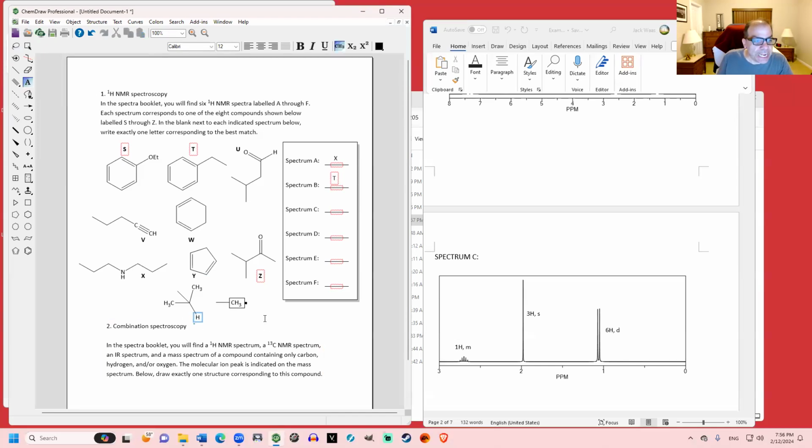So these are the parts that we have. We're looking for something with a CH3 that's next to something that has no hydrogens and has an isopropyl group. The only compound that fits that description is compound Z. So both the CH3 and the isopropyl are attached to a carbonyl. The CH3 is a singlet because there's no hydrogens on the carbon next door. And then the isopropyl group is the 6H doublet plus the 1H multiplet. So spectrum C has to be compound Z.